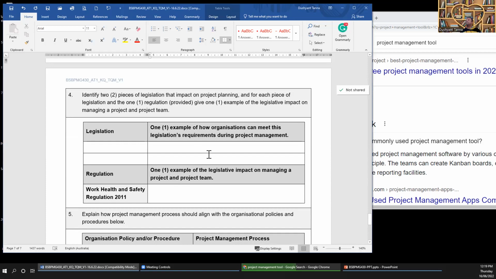Identify two pieces of legislation that impact on planning for each of it. Provide one regulation, an example of it, managing a project and project team.